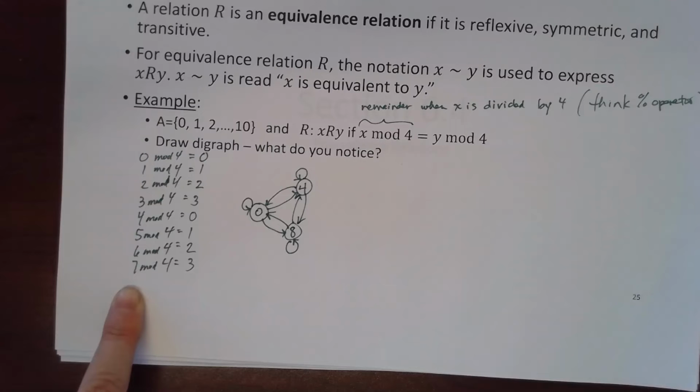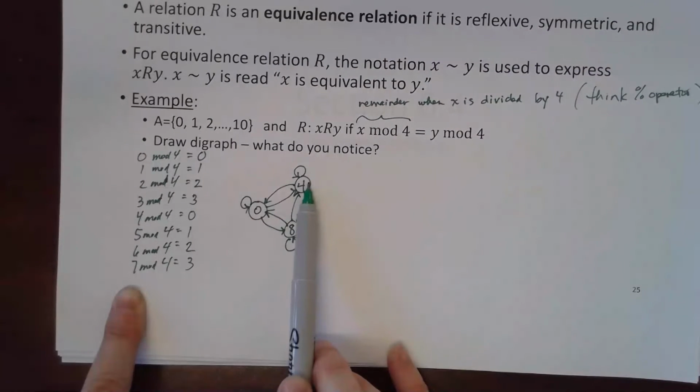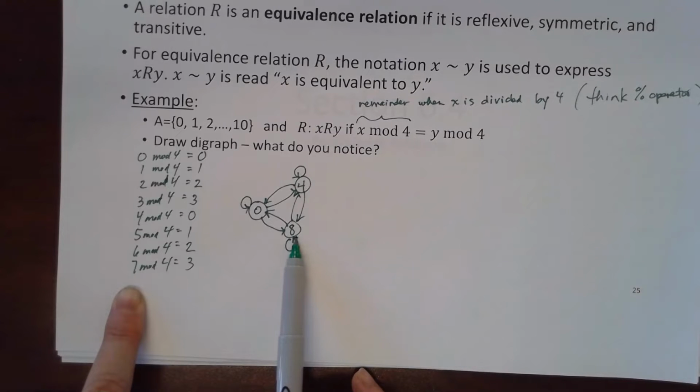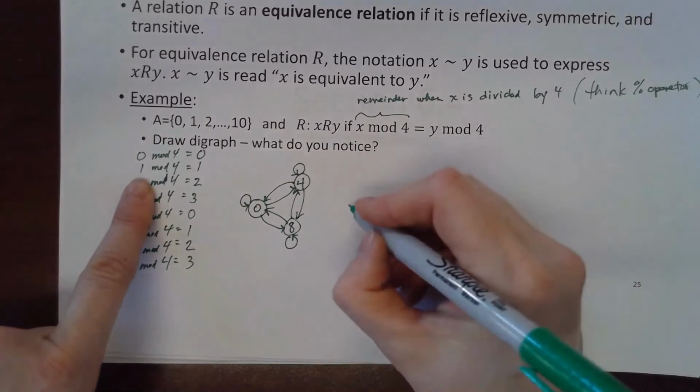So we'll get all of that. None of the other numbers are related to 0, 4, or 8, because no other numbers, at least in this group here, have a remainder of 0. So let's go on to 1.